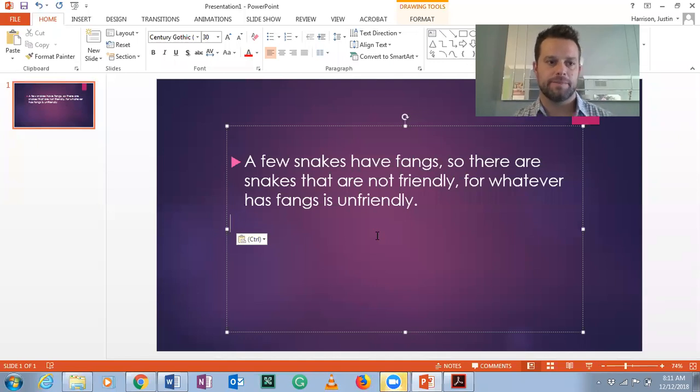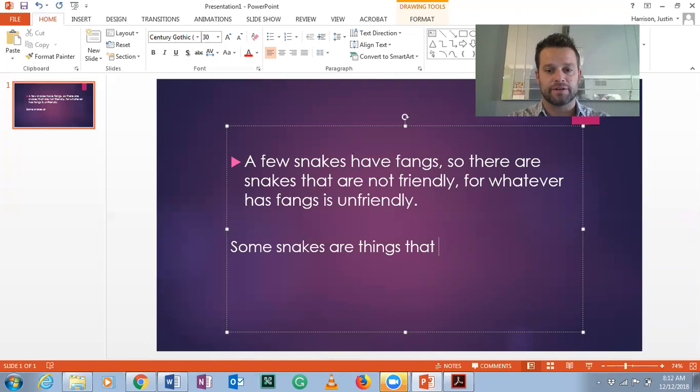The next part of the exam is probably going to be the hardest part. And I think there's only like 3 of these, maybe 2. But I'm going to give you an everyday language argument. You're going to have to change it to categorical form and then determine, for example, with this one, what the conclusion is. So a few snakes have fangs. That would be some snakes are things that have fangs.